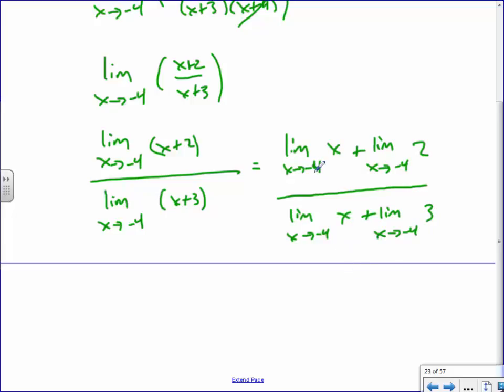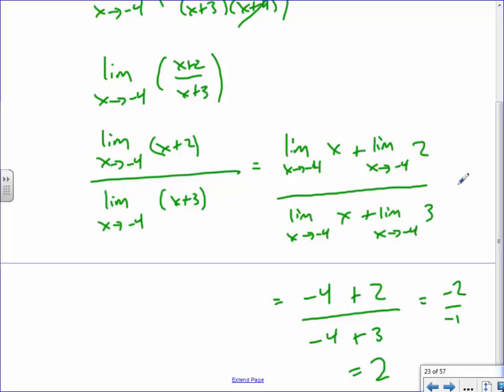Last step. The limit as x approaches -4 for x just gives you -4. This one right here is just going to be 2. This one over here is going to give you -4. This one over here is going to give you 3. So you're going to have -2 over -1, which means the limit was 2. Okay, this would be doing a really good job of showing your proof.